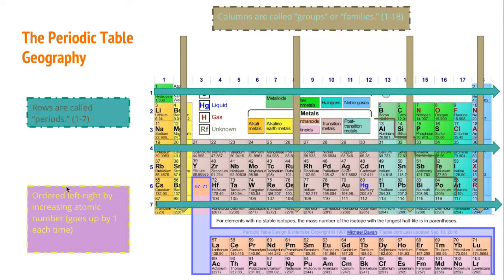The elements, if you haven't learned already, are ordered by their atomic number. So we have 1 here, 2 is there, 3, 4, 5, 6, 7, 8, etc., etc. Those atomic numbers go up by 1 each time from left to right, just like you would read a book.